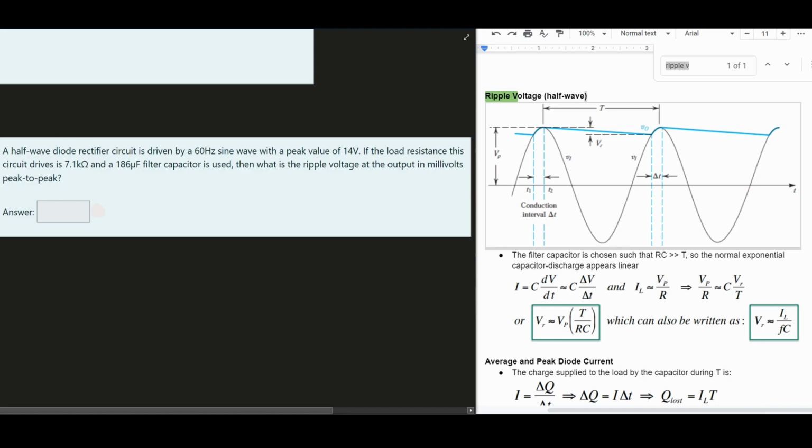We need to answer the following question. It says a half-wave diode rectifier circuit is driven by a 60 Hertz sine wave, and we have a peak value of 14 volts. We know that we're dealing with a half-wave ripple voltage because, well, it says so right here. So we have our half wave. We know it's ripple voltage because it's a diode.